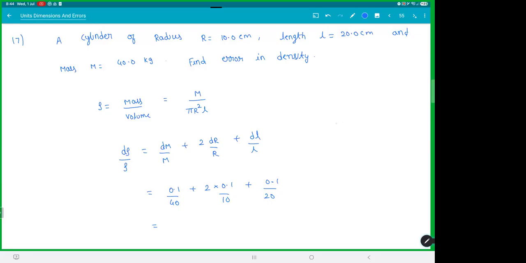How much is this? Multiply 4, that will be 8.9.11, 1.1 by 40. This is your d rho by rho. I asked you for error, I didn't ask you for percent error. So d rho will be rho into 1.1 into 40.